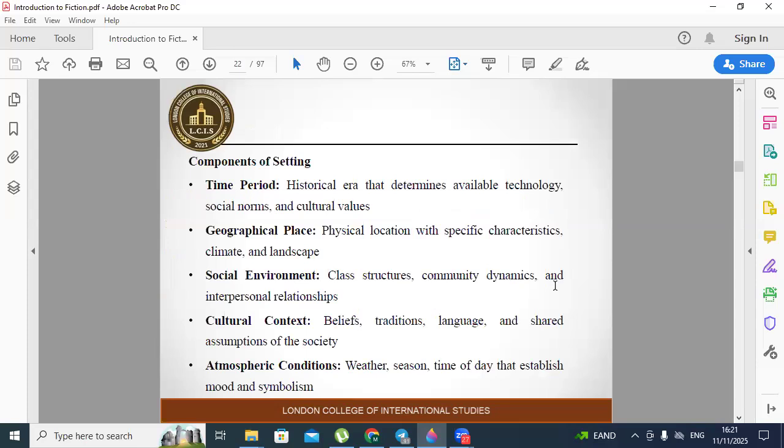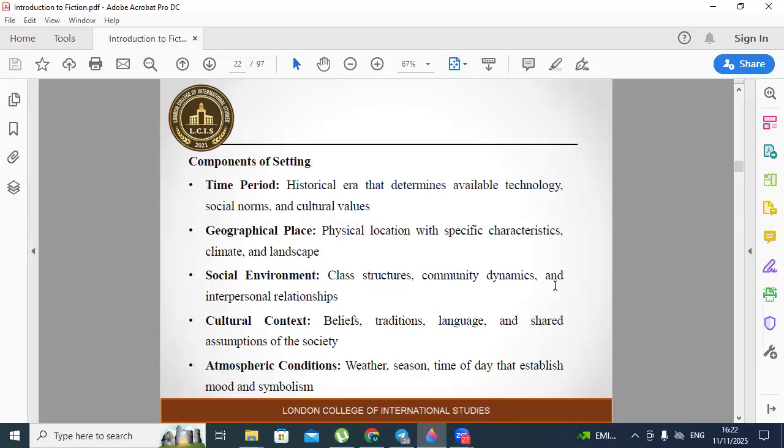Components of setting. Setting consists of multiple interconnected components. Understanding these helps you analyze how setting functions. Time period, the historical era, determines available technology, social norms, and cultural values. A story set in medieval times differs fundamentally from one set in the digital age, not just in superficial details, but in what's possible for characters. Communication, travel, medical care, social structures, and belief systems all vary by period.